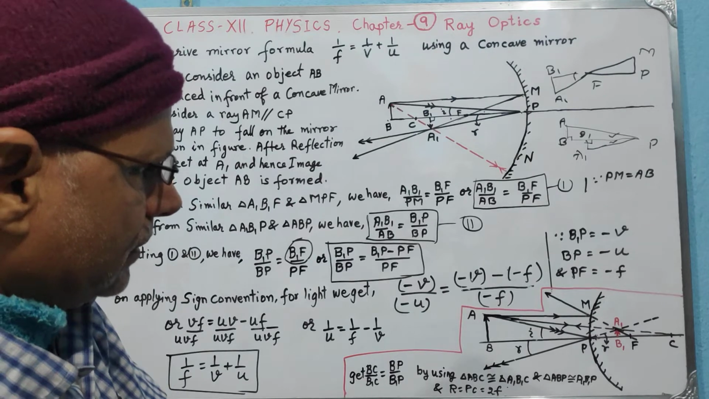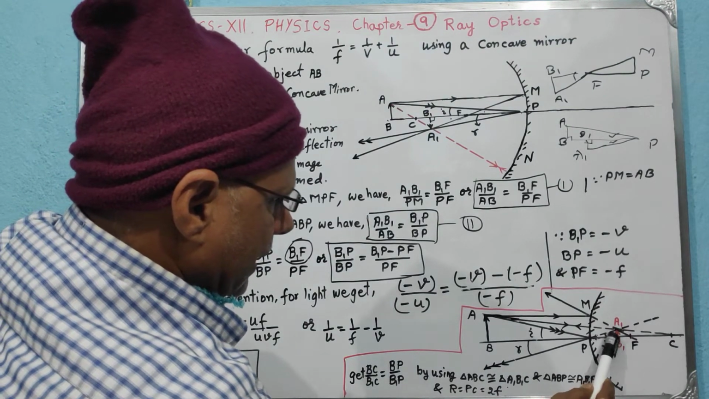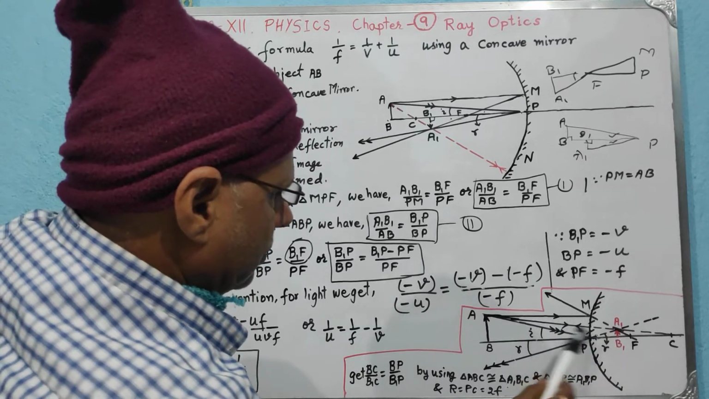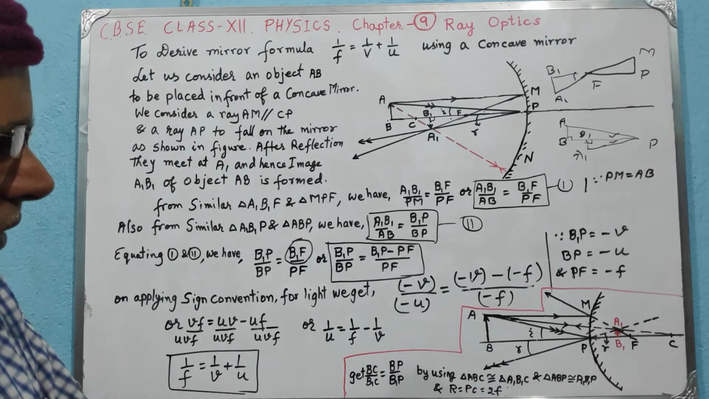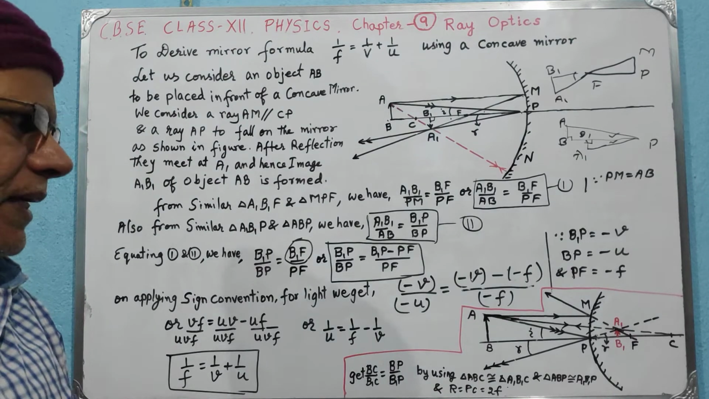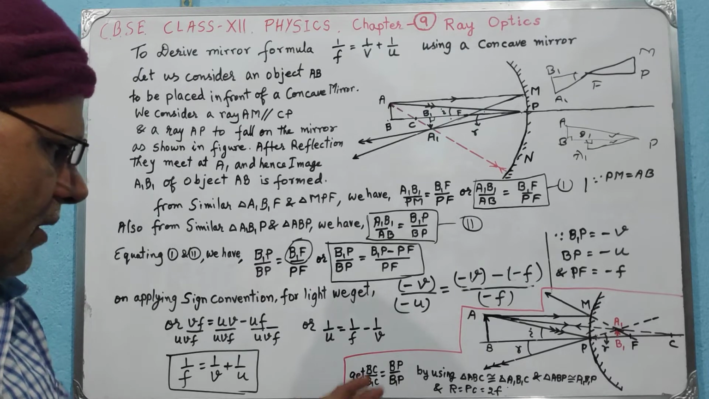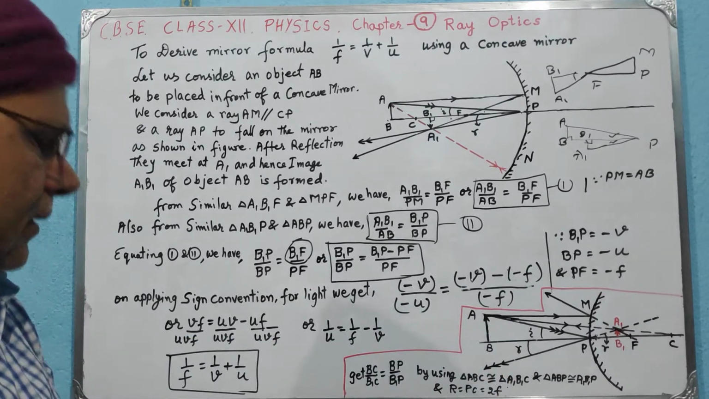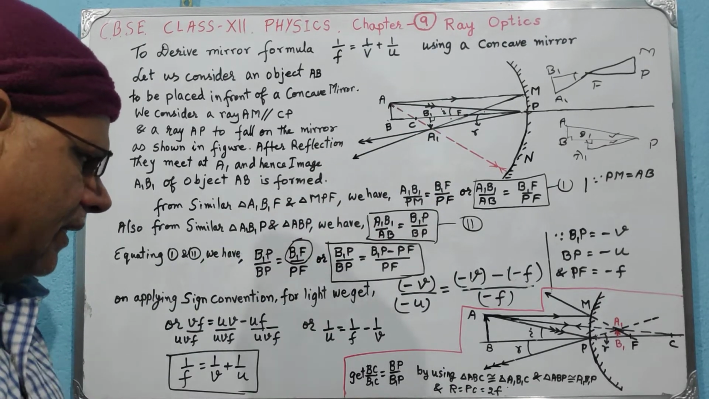Why do we say so? Because if this is angle R, the vertically opposite angle is also R, and I and R are equal, therefore these two angles are equal, and one angle is perpendicular in both these triangles, so again we get two similar triangles. And then, on using these two similar triangles in the same fashion as we did earlier, we get this relation.